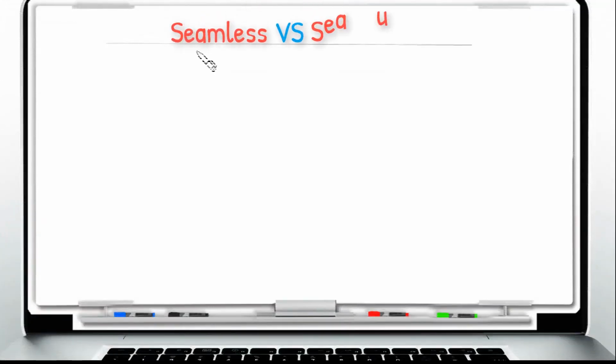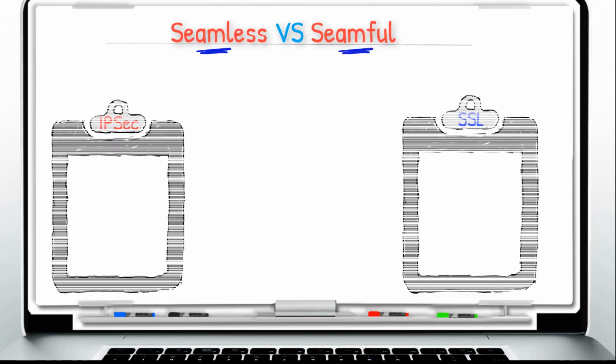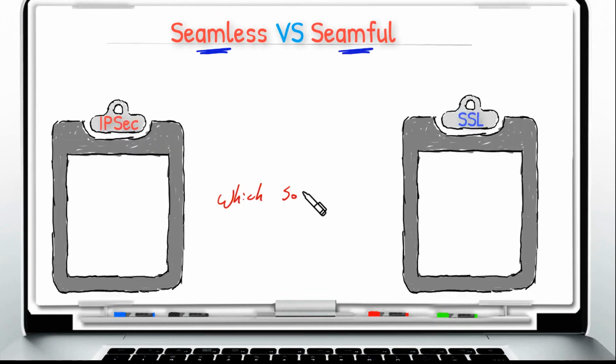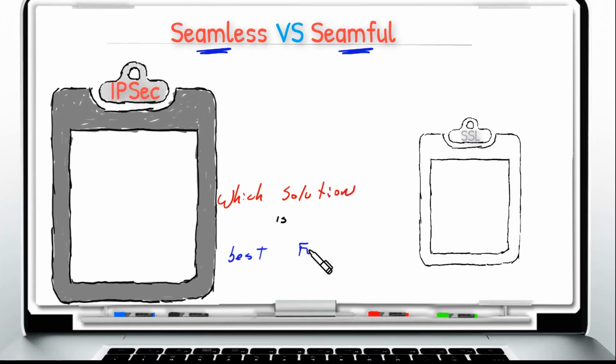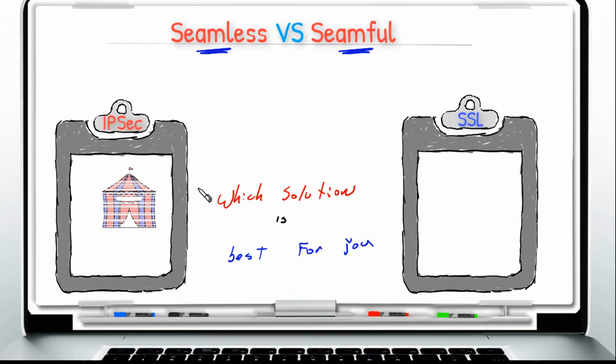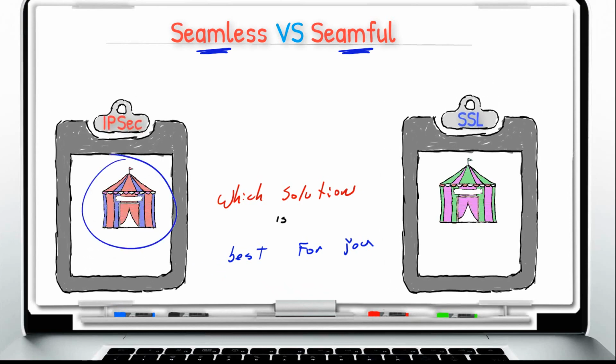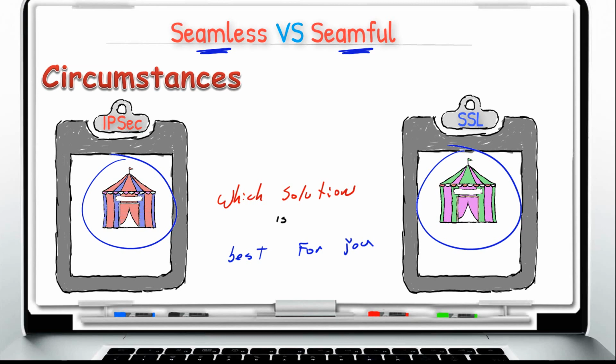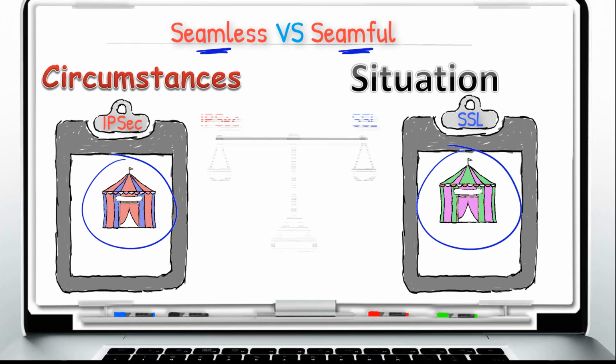So next, let's talk about seamless versus seamful VPN. Again, I'm trying to separate and distinguish each VPN solution from each other to give you some more perspective on why we offer different VPN solutions, and why customers might want to run one or the other or both VPN solutions, depending on the circumstances being encountered and also depending on the situation needing resolving.